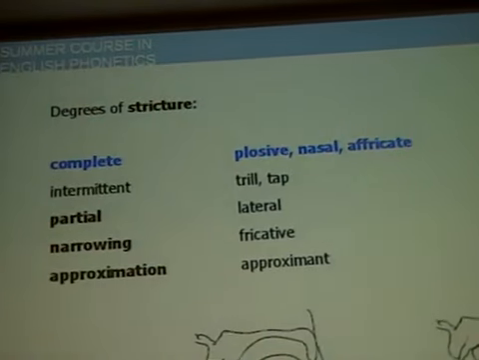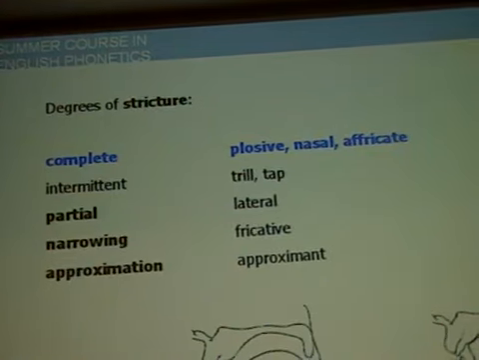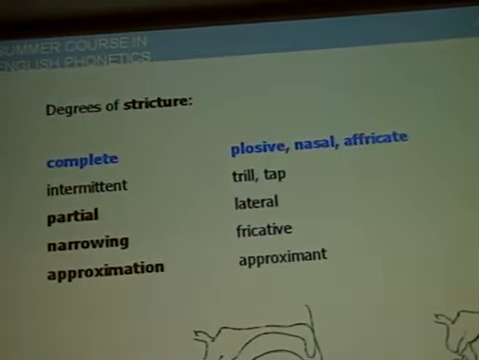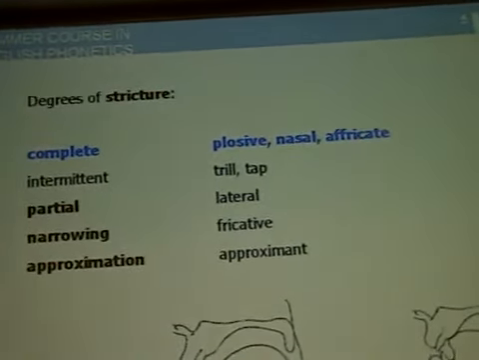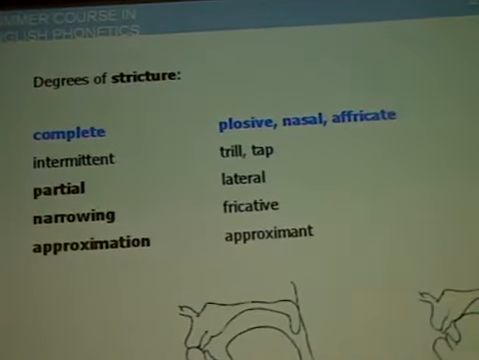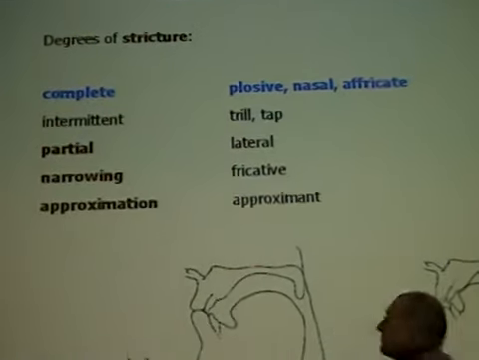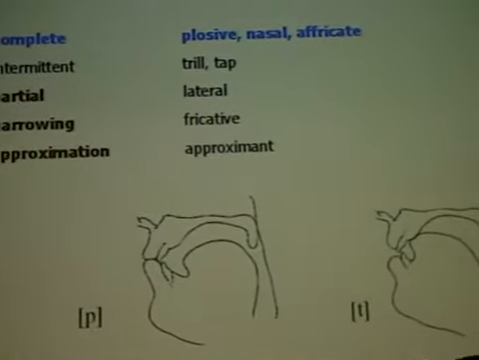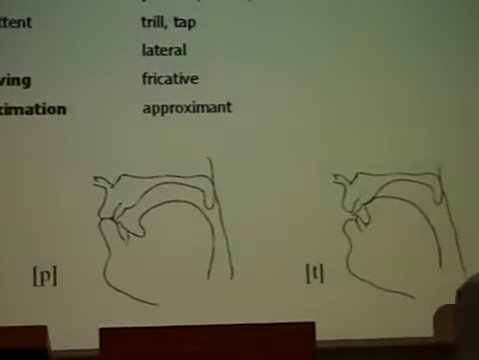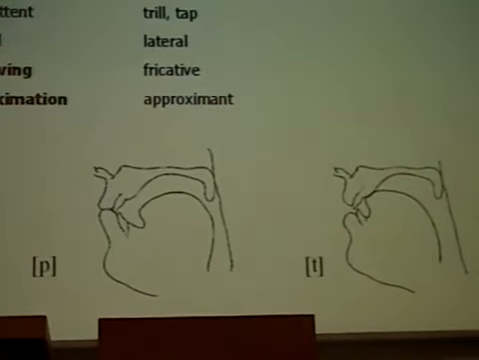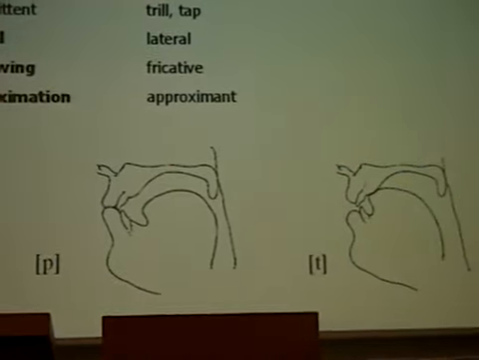First of all, complete closure. This is what we have in plosives. There are pictures for a P sound and a T sound, respectively a bilabial plosive and an alveolar plosive. And you can see in the picture the two lips entirely together, so that the air coming up from the lungs through the larynx into the mouth is blocked by that complete closure. The soft palate, the velum, is also raised, preventing the air going through the nose.